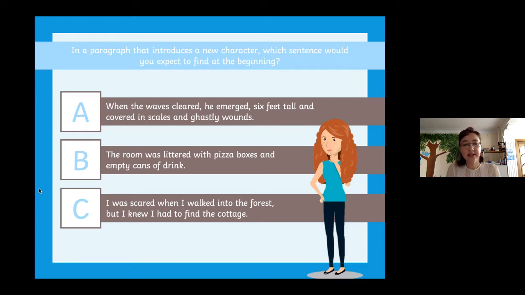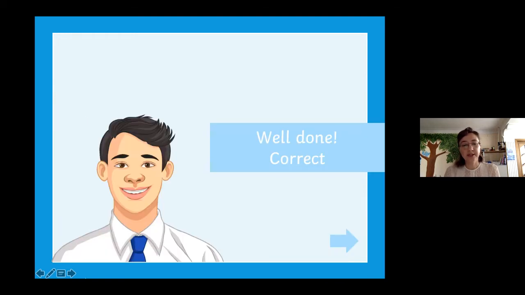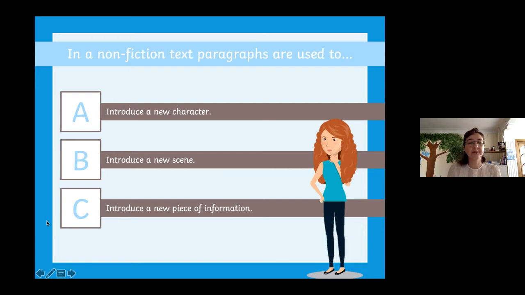In the second sentence, there is no character at all. In the third one, however, it seems that we already know the character and it's not the first time we encounter that person. That's why the correct answer is A, as it emphasizes that someone emerges, which means most probably it's the first time we see that person.